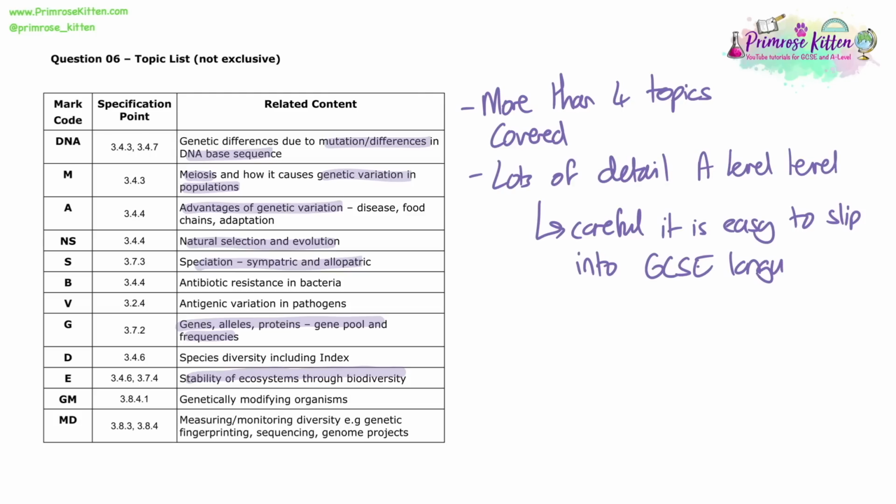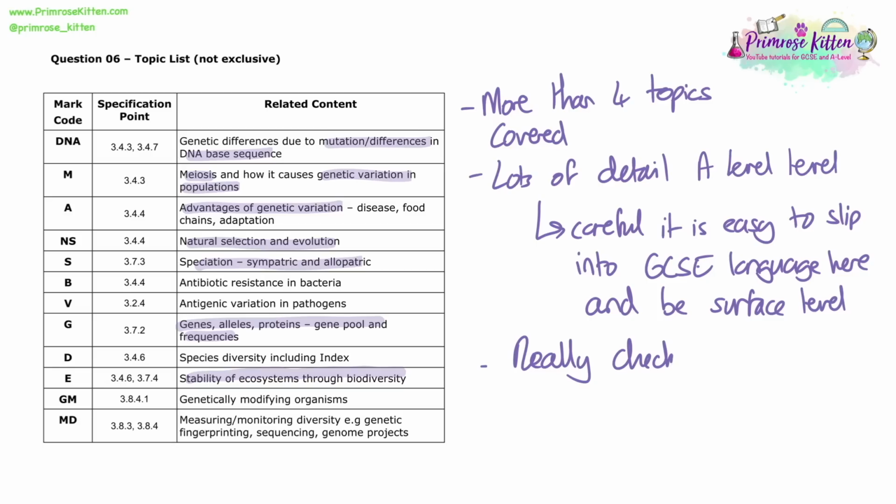So as I said, make sure you've got lots of detail that's at A level. It's very easy to slip into GCSE language here. A lot of this stuff, with the exception of the hardcore genetics, things like mitosis or asexual and sexual reproduction, natural selection, and even just biodiversity, are things you could easily talk about at GCSE surface level. So make sure you're including all of that A level detail where you can.